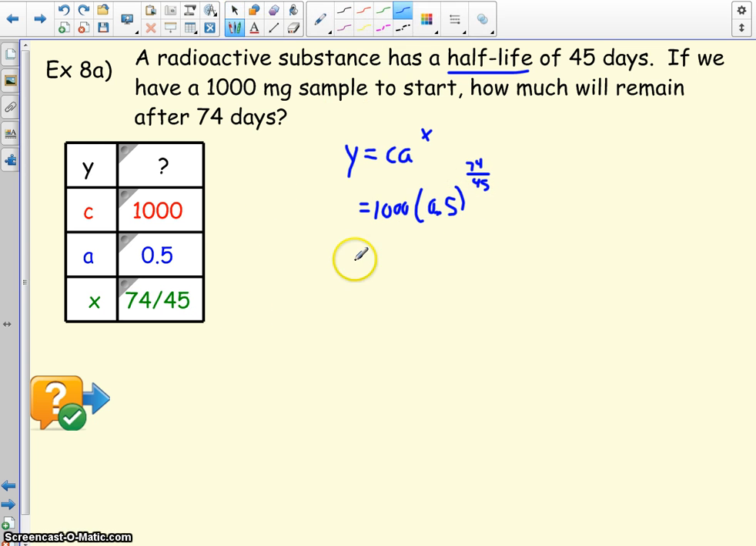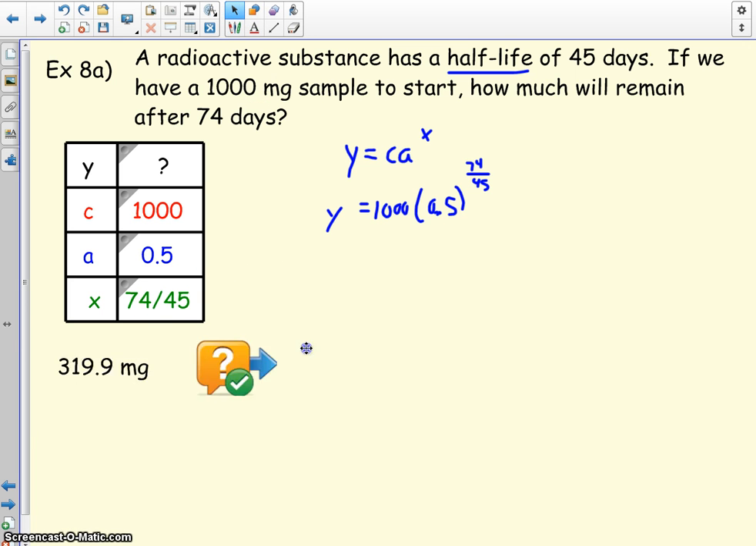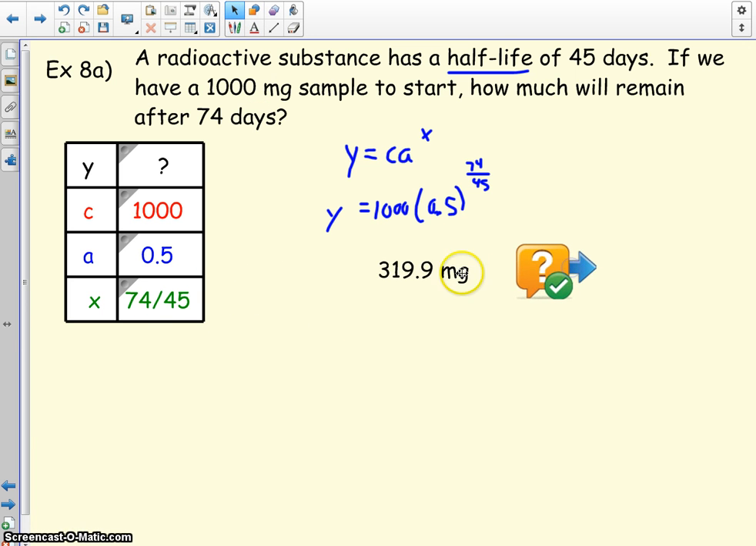Very similar to the population that was tripling, right? It tripled every 3 years, we divided our number of years by 3. Here it's halving every 45 days, we divide our number of days by 45. So we're trying to solve for y. We can run all this through our calculator. 1,000 times 0.5 to the exponent of 74 over 45. And when you run that through your calculator, you should get about 319.9 milligrams.